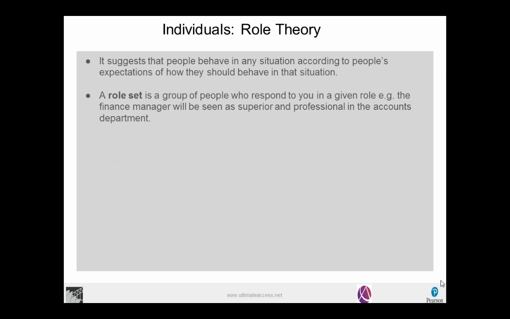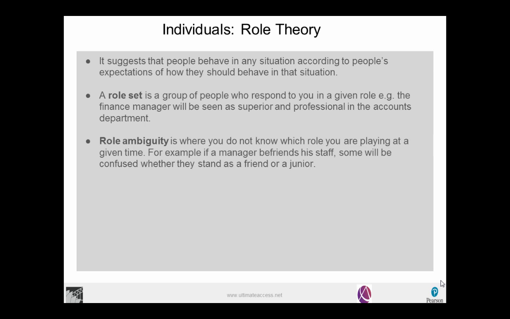Then we have role ambiguity. Now, ambiguity will basically mean unclear or uncertain. So it's where you do not know which role you're playing at a given time. For example, if a manager befriends his staff, some will be confused whether they stand as a friend or as a junior. And this is a big problem, because as a manager, you'd want to make very critical decisions, and then sometimes you might step on some feet. But you realize if you've been such close friends with your juniors, then sometimes it might stop you from making decisions that would have taken the company forward.